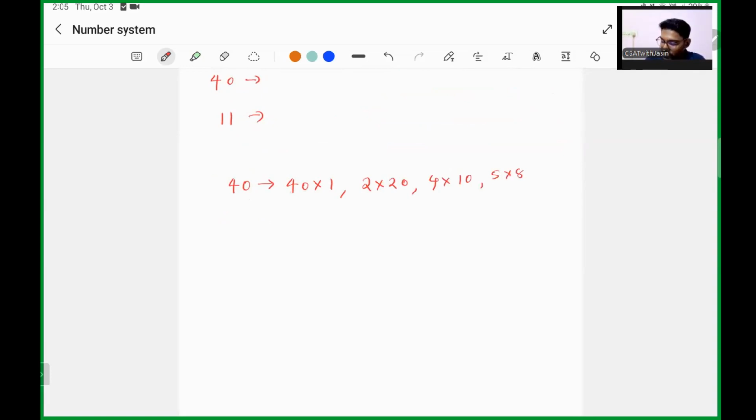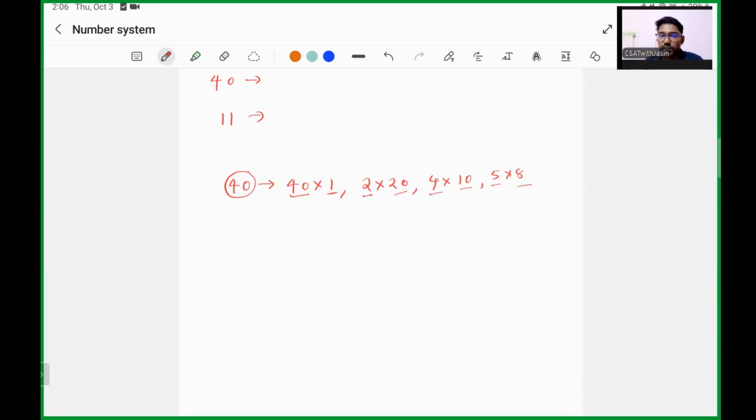So that means 40 is a factor of 40, 1 is a factor of 40, 2 is a factor of 40, 20 is a factor of 40, 4 is a factor of 40, 10 is a factor of 40, 5 is a factor of 40, 8 is a factor of 40. So 40 has multiple factors.